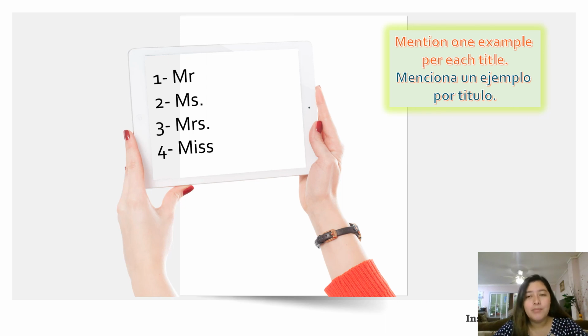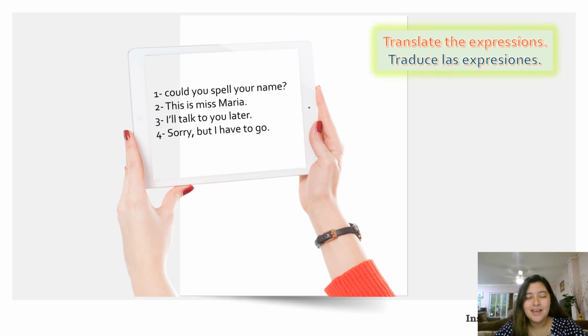Mention one example per each title. Menciona un ejemplo por título. Let's continue. Translate the expressions. Traduce las expresiones. Número 1. Could you spell your name? Número 2. This is Maria. Número 3. I'll talk to you later. Número 4. Sorry, but I have to go.